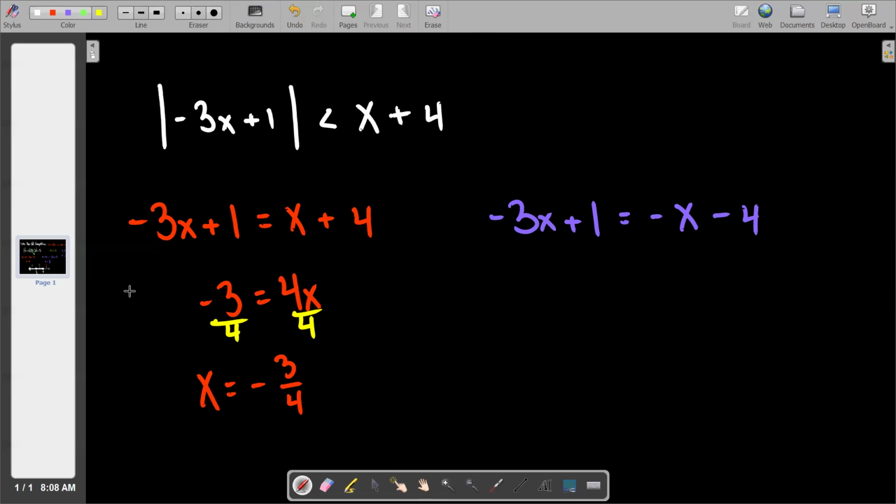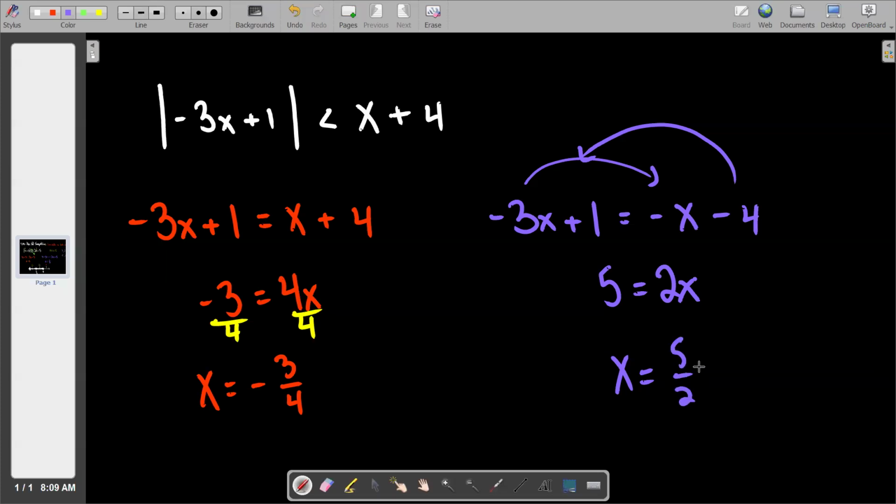So one of our boundaries is at -3/4. How about this purple equation? That's what I'm seeing is 5/2, right? So if I pull the 3x across to the right, by adding it, I get 2x's. And then if I add the 4 back across, 1 plus 4 is 5. And I believe then that x must equal 2.5 or 5/2, whatever you want to call that.